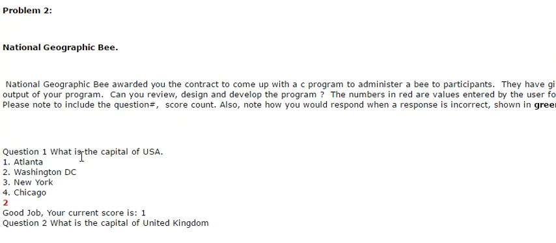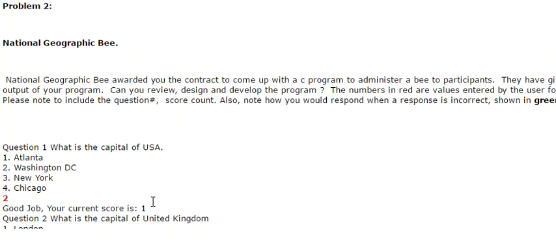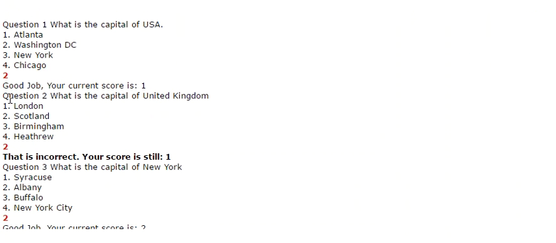If the answer, let's say for this question, he enters 2, which is correct, 2 is Washington, D.C., you say good job, your current score is 1. Then you go and print the second question. You see here, I suggest you use a variable to print these numbers, 2, 3, like that.